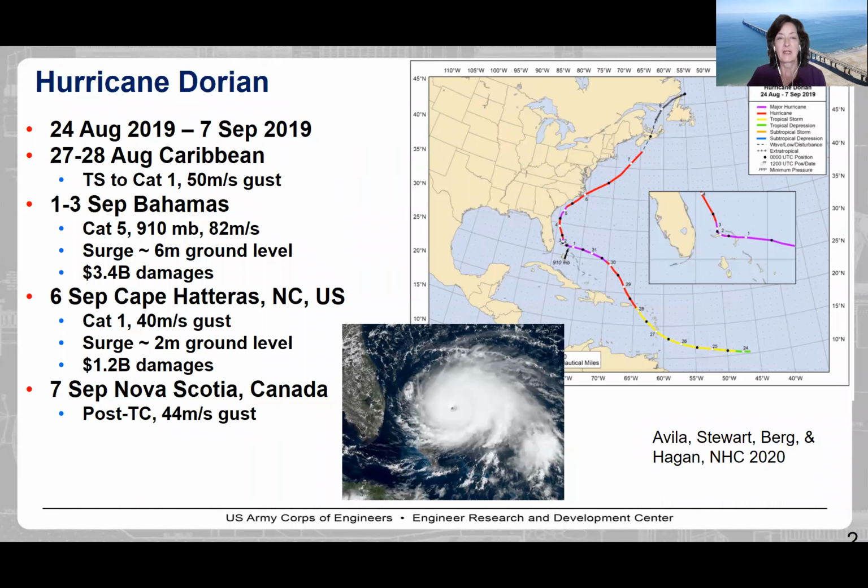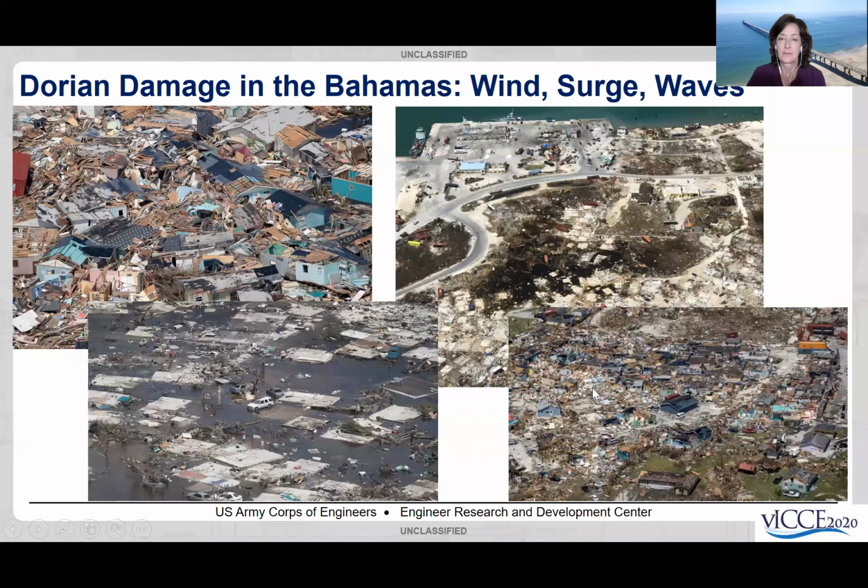Hurricane Dorian was a late summer hurricane in 2019. It passed through the Caribbean as a Category 1 storm, strengthened and intensified as it came to the Bahamas, slowed down to a very slow transit over the Bahamas, and then carried on along the US East Coast, making a short landfall on Cape Hatteras, and then ending up in Canada.